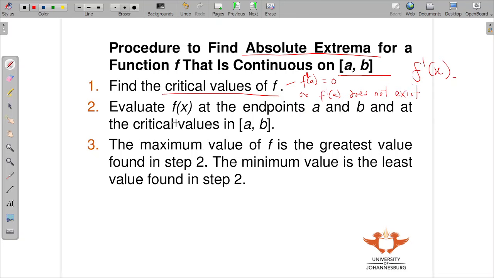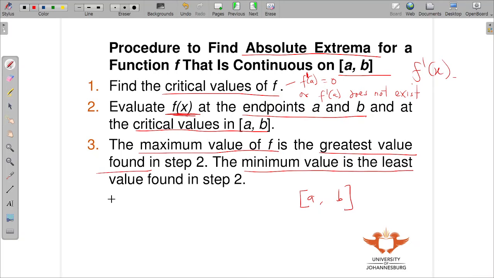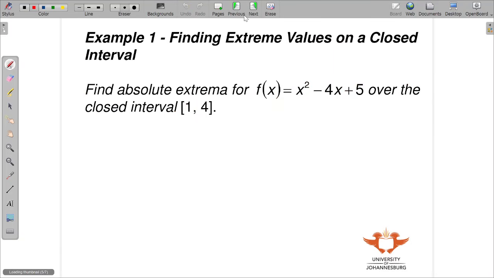Then after finding that, we need to evaluate f of x at the endpoints a and b, and at the critical values. So the maximum value of f is the greatest value found, and the minimum value of f is the least value found. That is how to deal with a problem involving a closed interval. Okay, let's take an example.